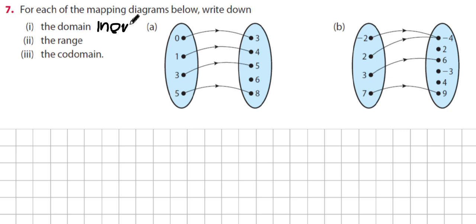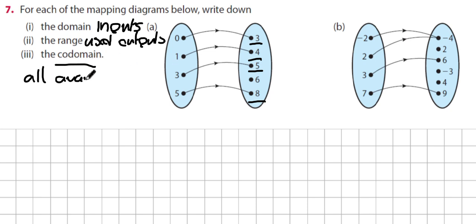The domain is the inputs and the range is the... Now I'm going to change the range. I'm going to change it to used outputs. What do I mean by the used outputs? The outputs that are actually used are the 3, the 4, the 5, and the 8. They're the ones that link back to an input. And the codomain is all available outputs. Do you know what I mean by that? 3, 4, 5, 6, and 8, all of them.